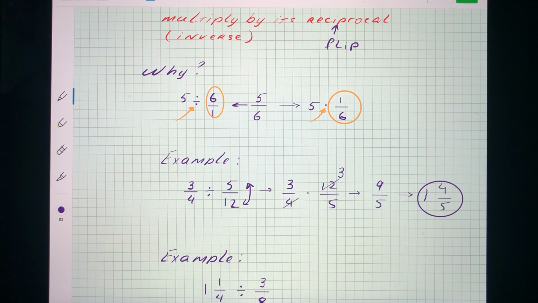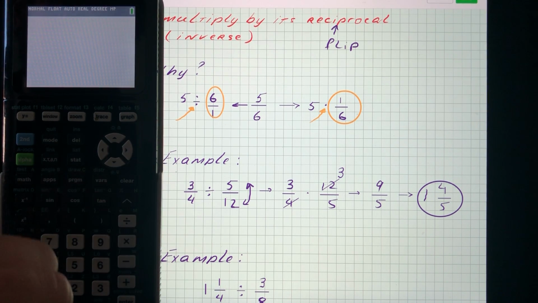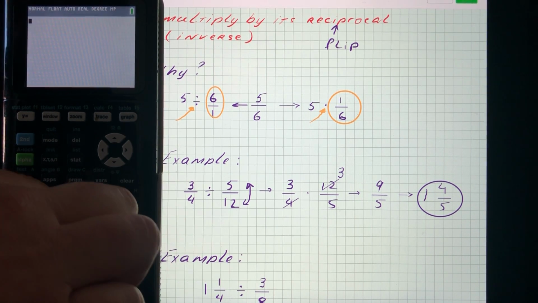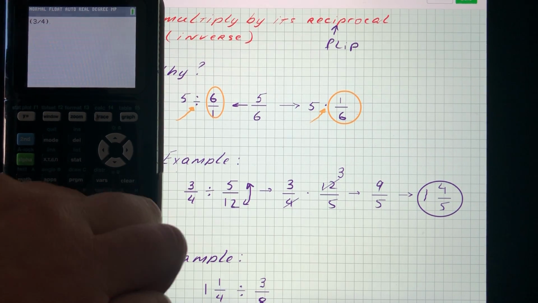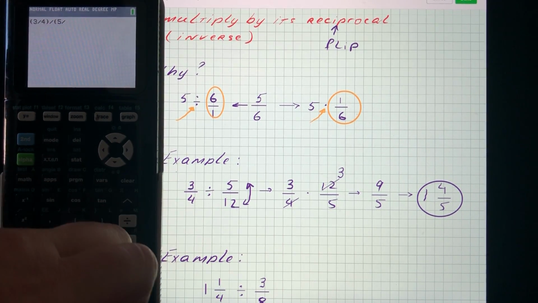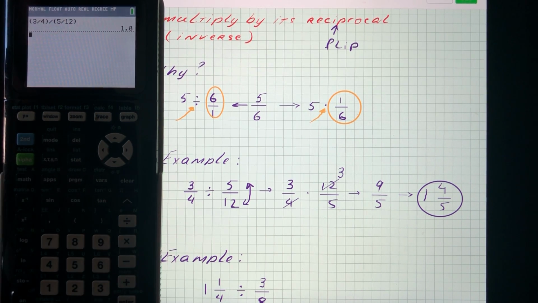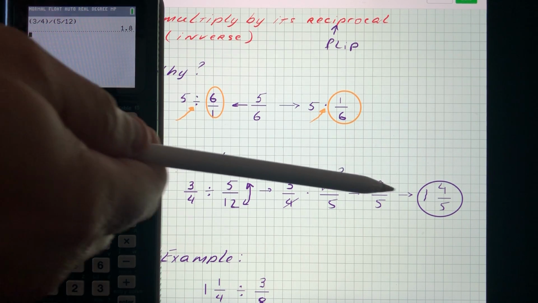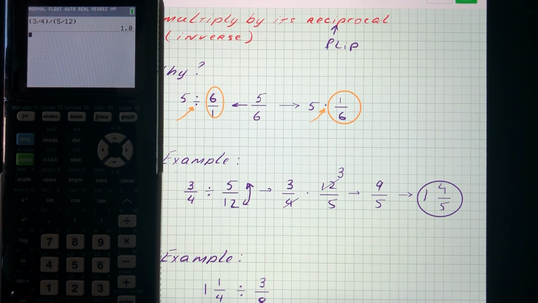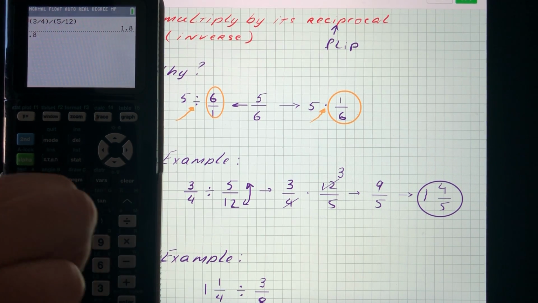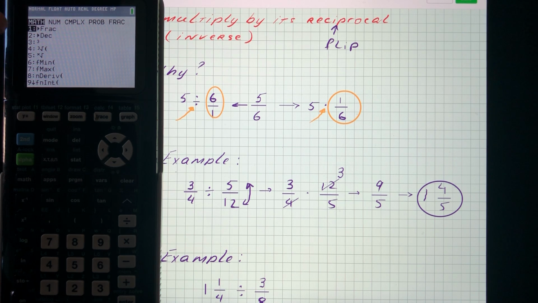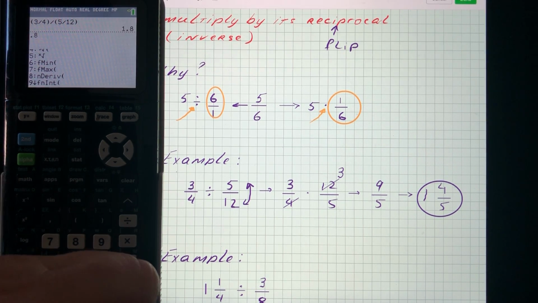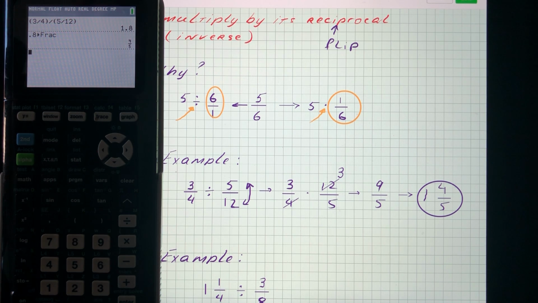Now let's see if it is the same answer if we use the calculator. Here we're going to check using the calculator. Let's type in, in parentheses, 3/4 divided by 5/12. It's a good idea to use parentheses for the order of operations. The answer is 1.8, so the whole part is 1. To see if the fractional part is correct, all we need to do is take the decimal, 0.8, and convert that piece into a fraction. Using math, convert to fraction, the answer is 4/5. So indeed, we have 1 and 4/5 as our final answer.